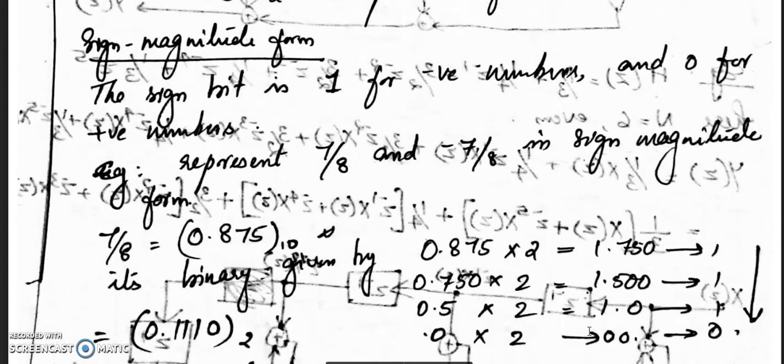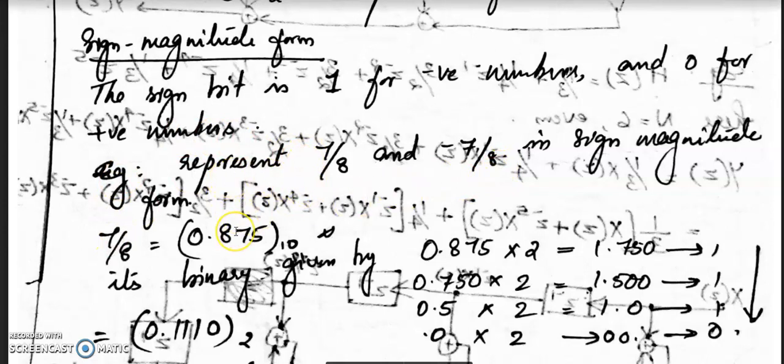Sign magnitude form means we add an extra sign bit at the MSB, and that MSB will be 1 for negative numbers and 0 for positive numbers. When you write a negative number, the most significant bit will be 1, and for a positive number, the MSB will be 0. Let's see an example: represent 7 by 8 and minus 7 by 8 in sign magnitude form.